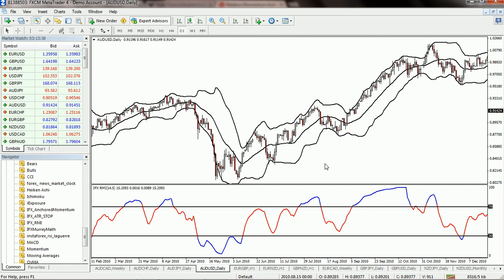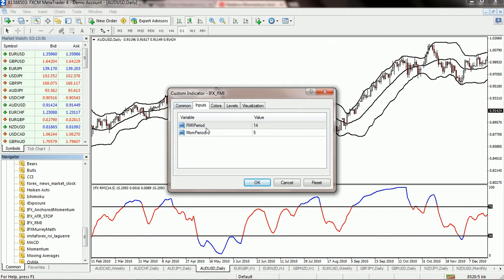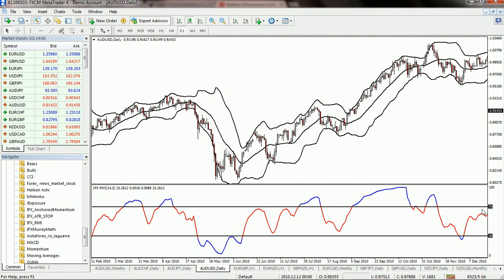Hi, in this video I would like to show you an indicator called the Relative Momentum Indicator, which is an improved version of RSI. This indicator contains an RMI period and a MOM period, and 14 and 5 are the default values. You can have the levels 30 and 70. These are the levels here.